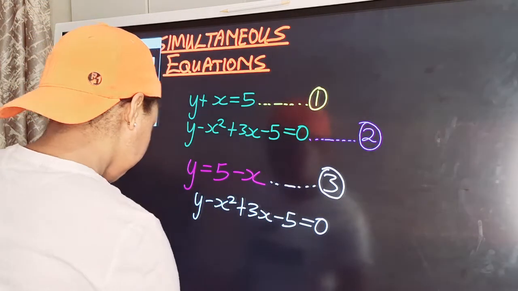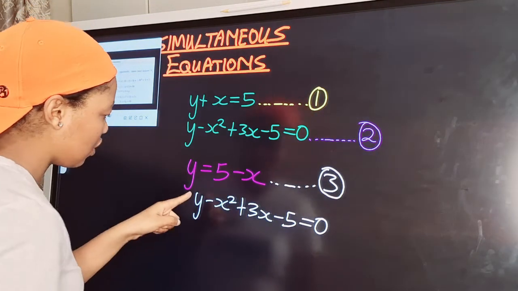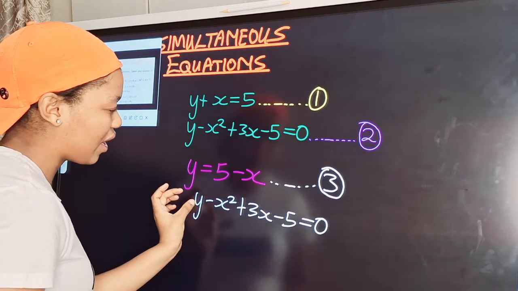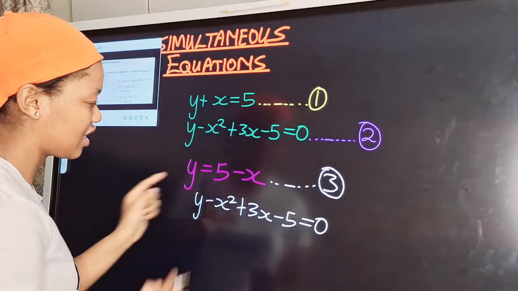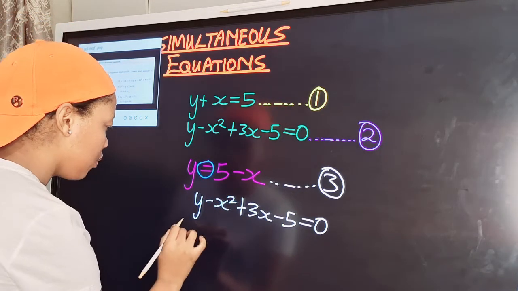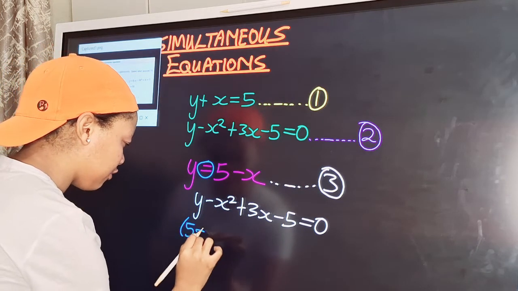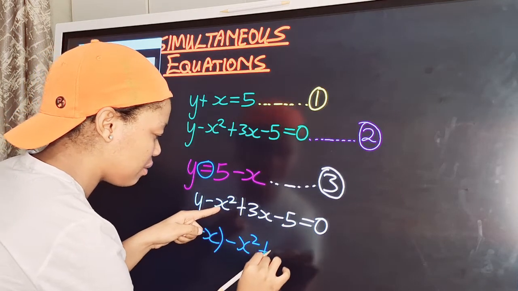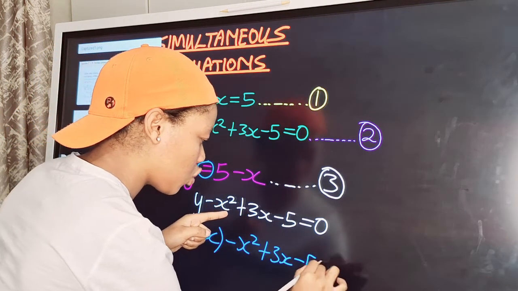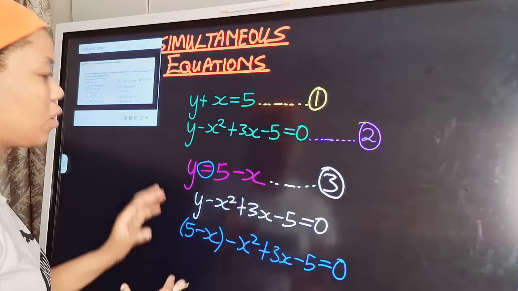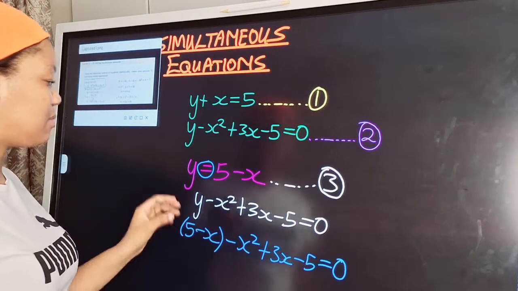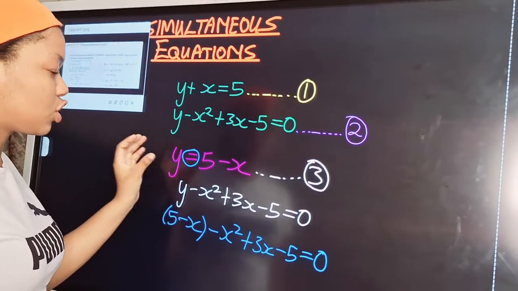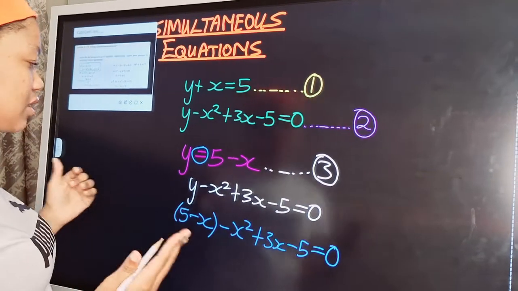So let's do that. Here, y is actually the only y in this equation, so we put 5 minus x, because y and 5 minus x are equal. I'll put the bracket 5 minus x in the place of y, then minus x squared, and then plus 3x minus 5 equals 0. That's how you do it. That was the substitution. If you make x the subject of the formula, it would be done in a different way, but the answer would still be the same.